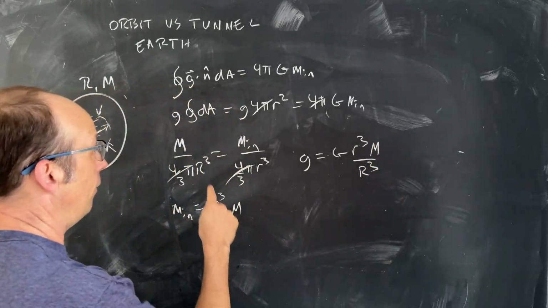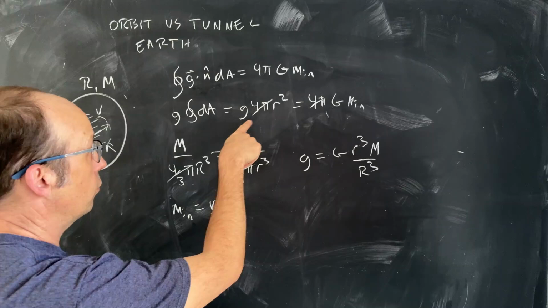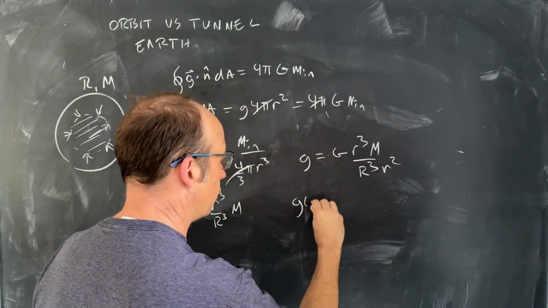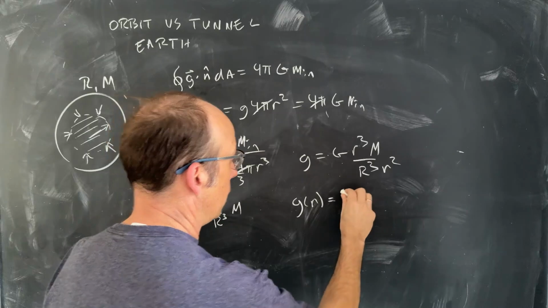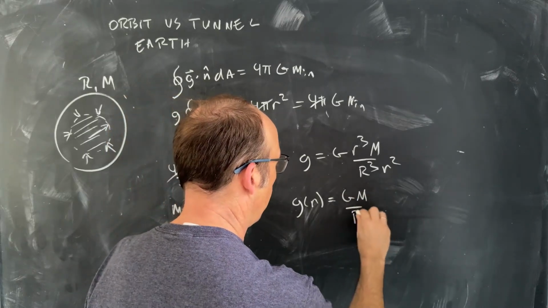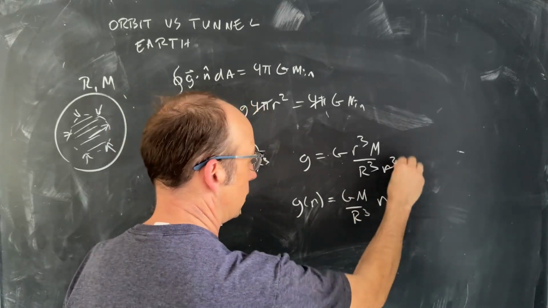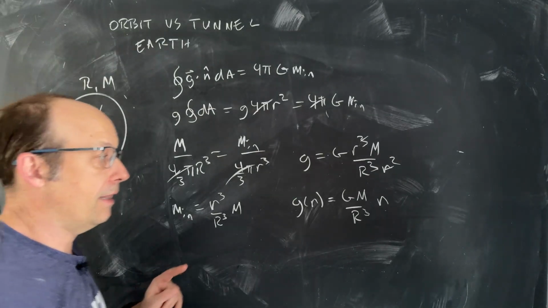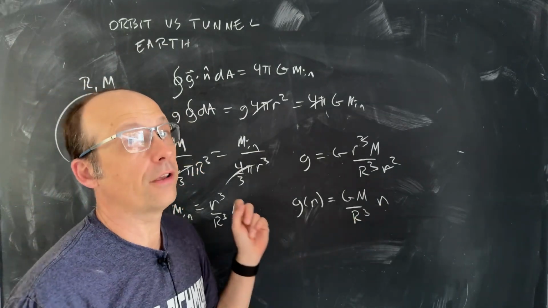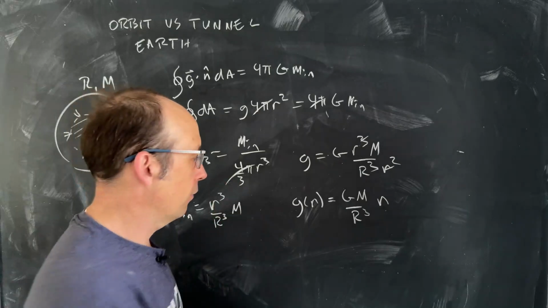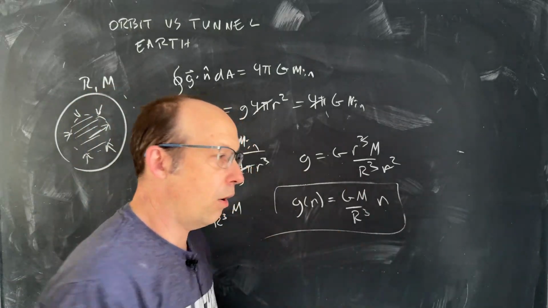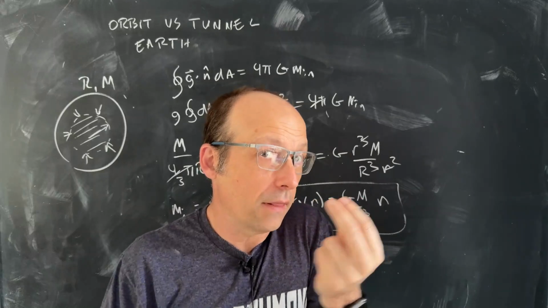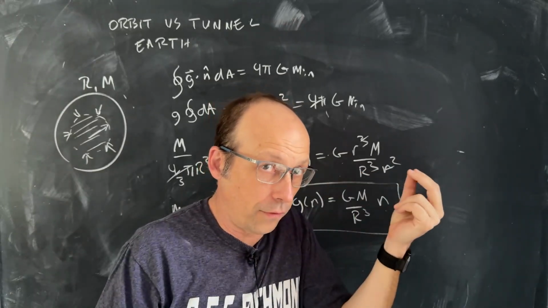And then I have this divided by r squared. So I get g as a function of r is going to be GM over R cubed times r, and I did that before. Okay, and then at the surface we just put r as capital R, and we can do that. So that's my gravitational field. Now I can use that to calculate the force as an object moves through the center of the Earth.